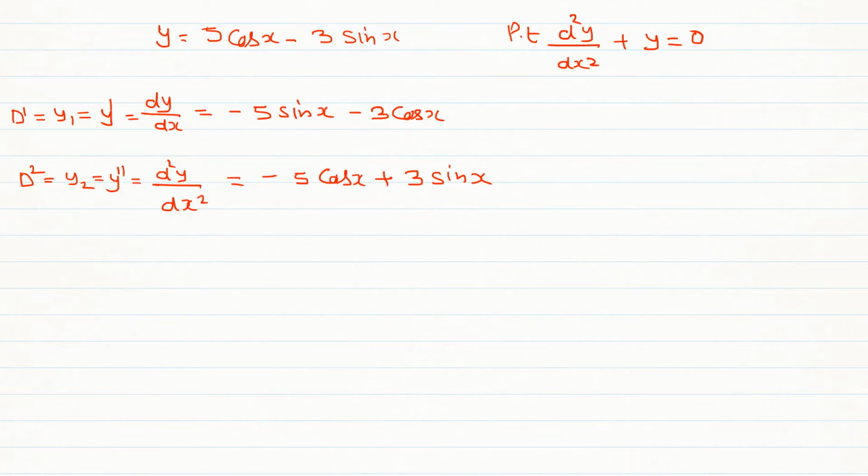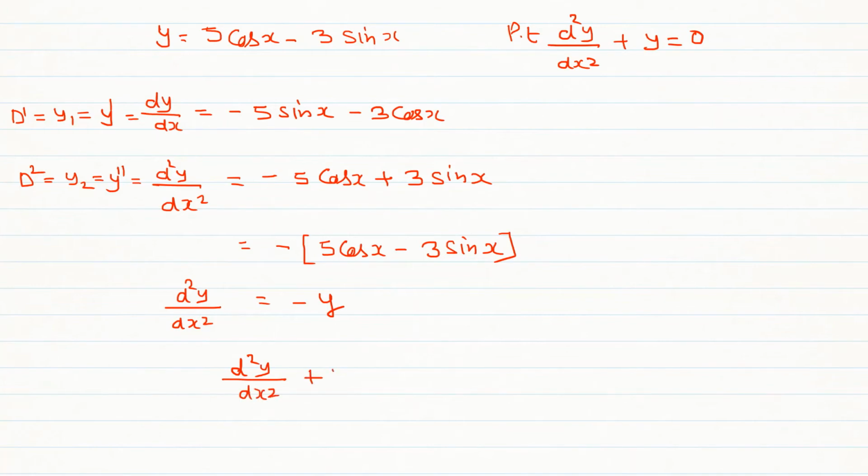Now as per the question, we have to prove that d2y upon dx square plus y equal to 0. Sometimes the question is very easy, because if you look at the right hand side right now, if I take the minus sign common, I am getting 5 of cos x minus 3 sin x. And if you remember, this was our original y. So I'm getting minus y on this side. So it is d2y upon dx square is equal to minus y. Finally, it can be written as d2y upon dx square plus y is equal to 0. So sometimes questions are easy like that.